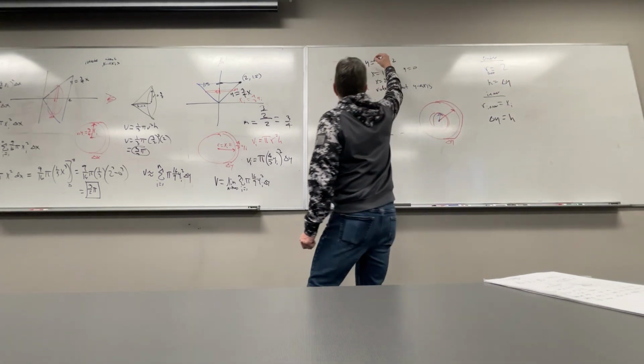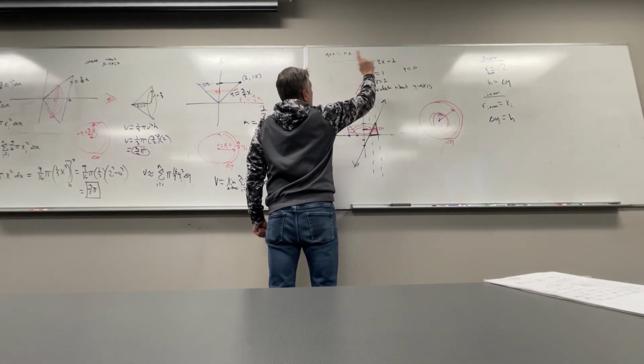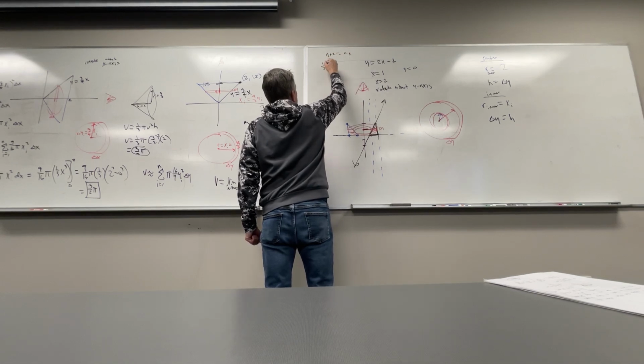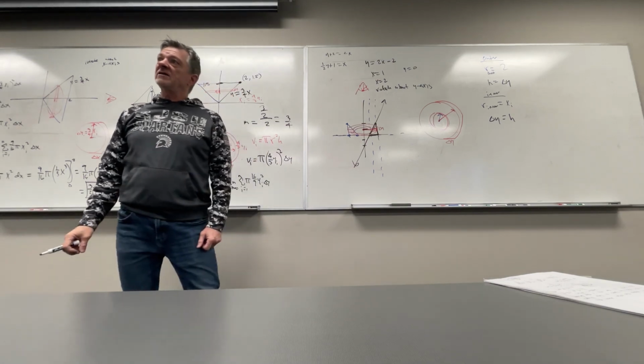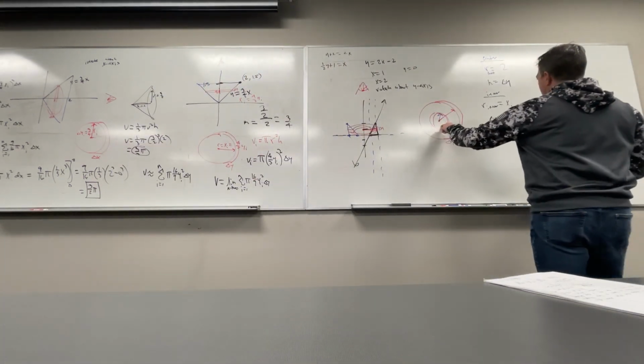So we'll add 2 to both sides. So we'll have y plus 2 equals 2x. Then we will multiply by a half. So we'll have 1/2 y plus 1 is x. So that is going to be my radius for the inner part of that, right?